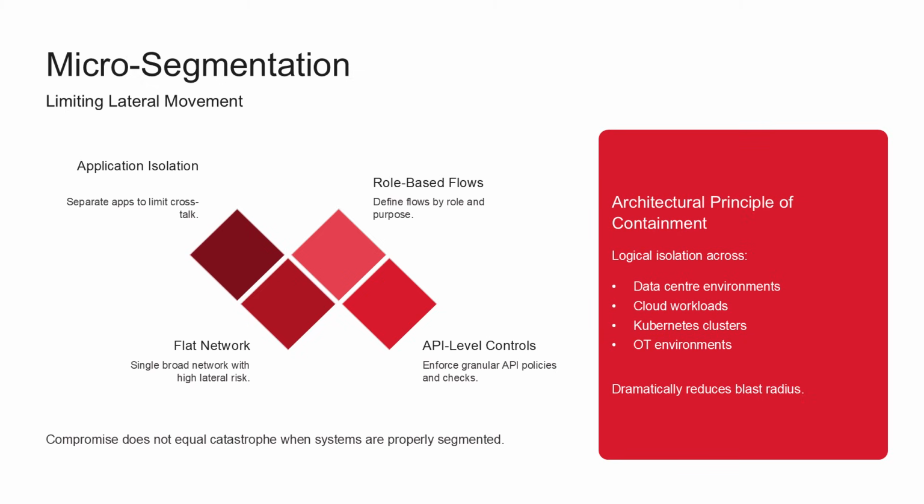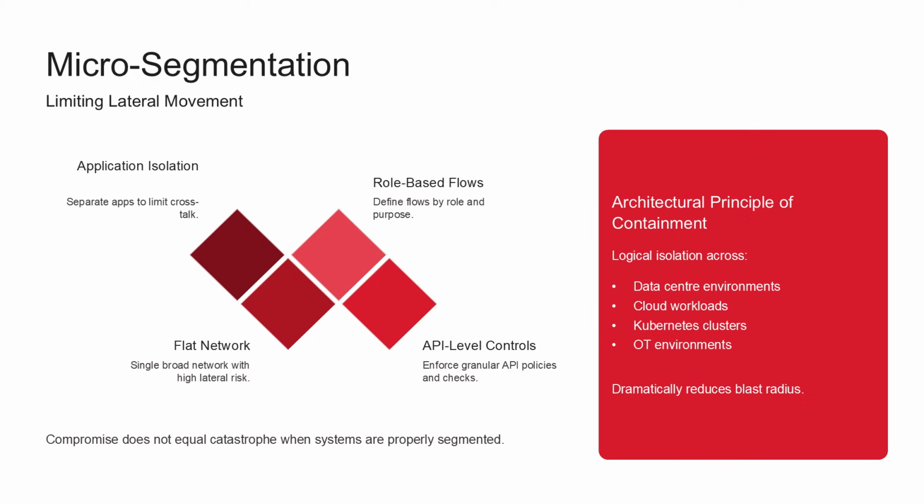In traditional environments, once inside the network, users often had broad internal access. Zero trust eliminates that assumption. Micro-segmentation ensures that workloads, applications, and services are logically isolated. Even if an attacker compromises one workload, movement to adjacent systems should be restricted. This applies across data center environments, cloud workloads, Kubernetes clusters, OT environments, for example. Instead of a flat network where all servers can communicate freely, micro-segmentation enforces application-to-application restrictions, rule-based network flows, explicit service dependencies, API-level access controls. This dramatically reduces blast radius.